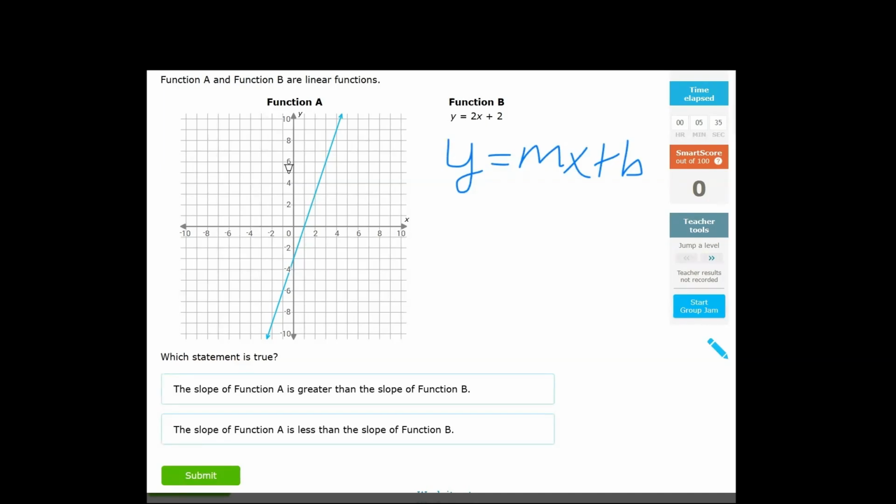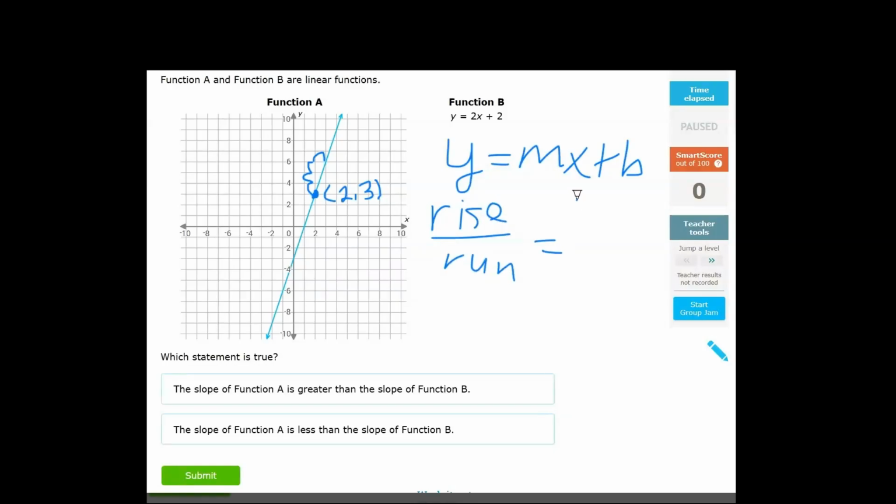So the first function is just given graphically, and we take a clean point. I'm going to take one over here, and that is 2 comma 3. Okay, and I'm going to do rise over run. So I go 1, 2, 3 ups and then 1 over. So rise over run, I rise 3 spaces, 1, 2, 3, and I go over 1. So our slope is 1. That's one way to find slope.